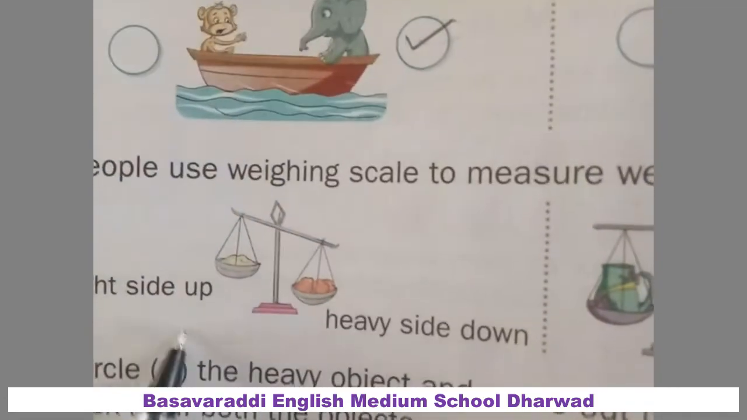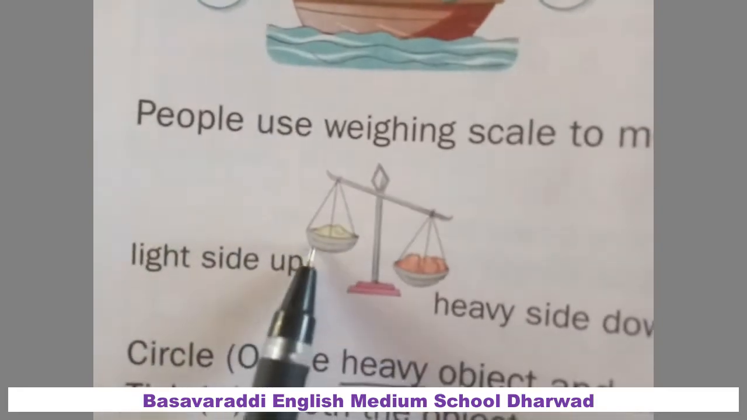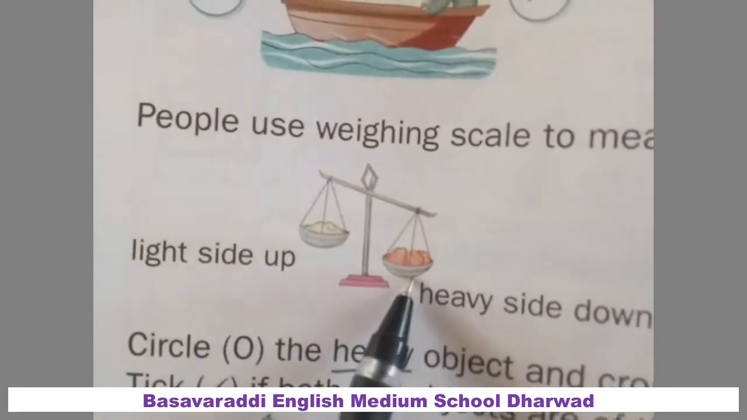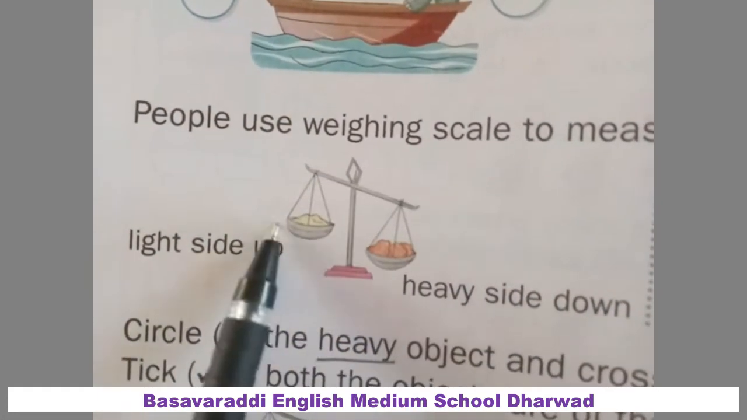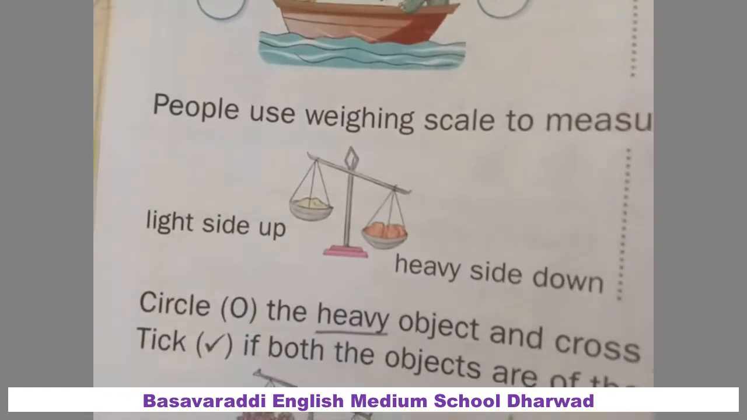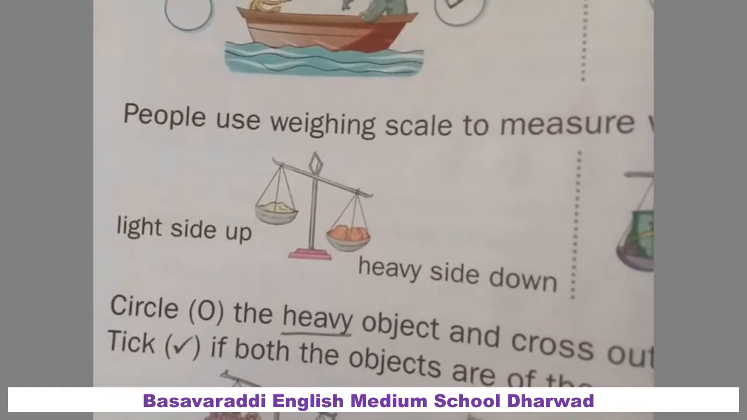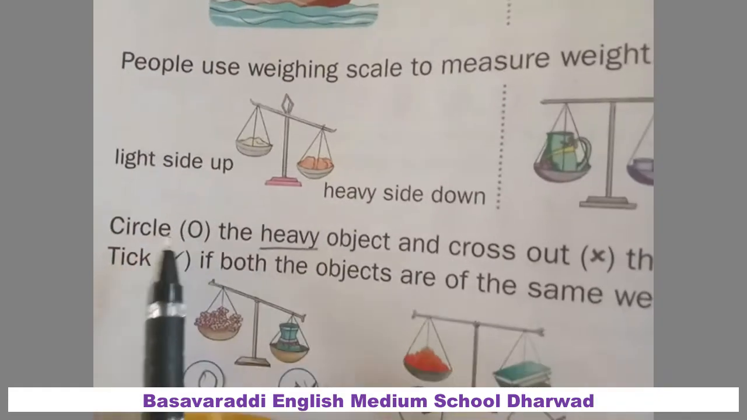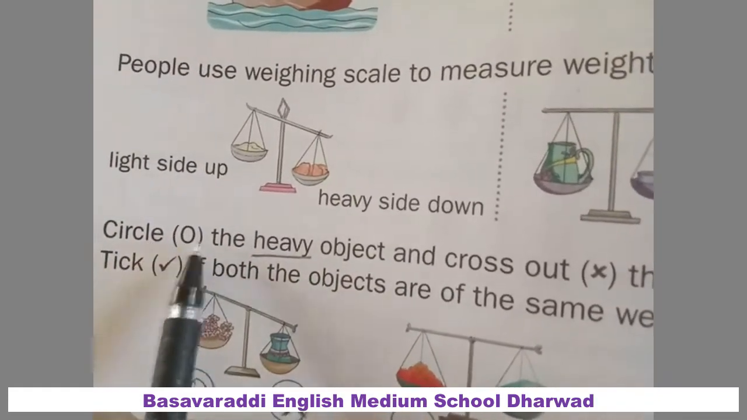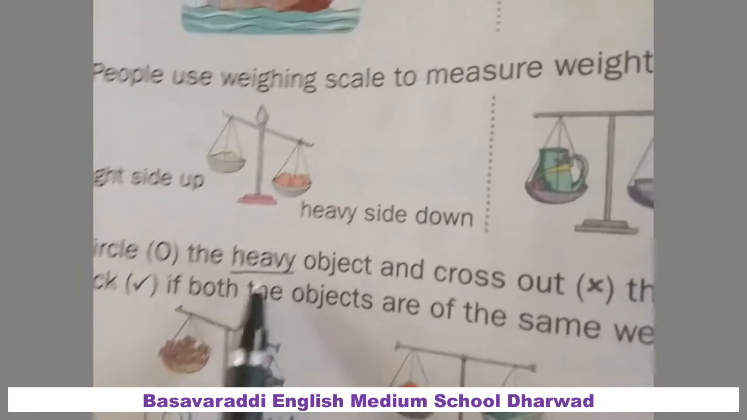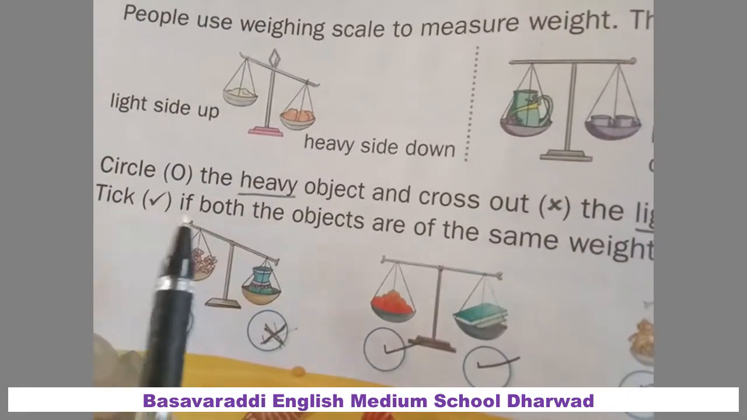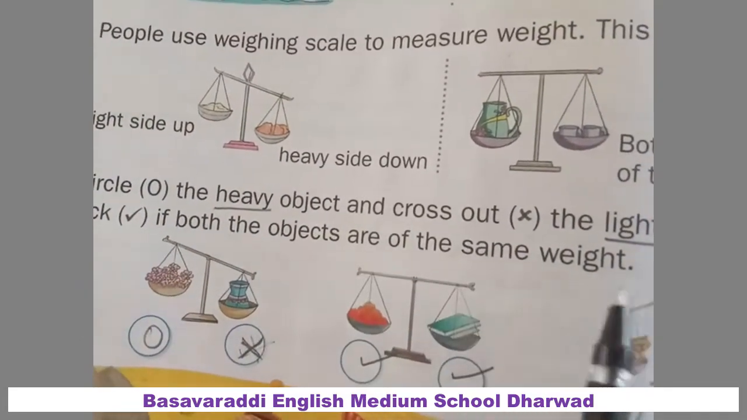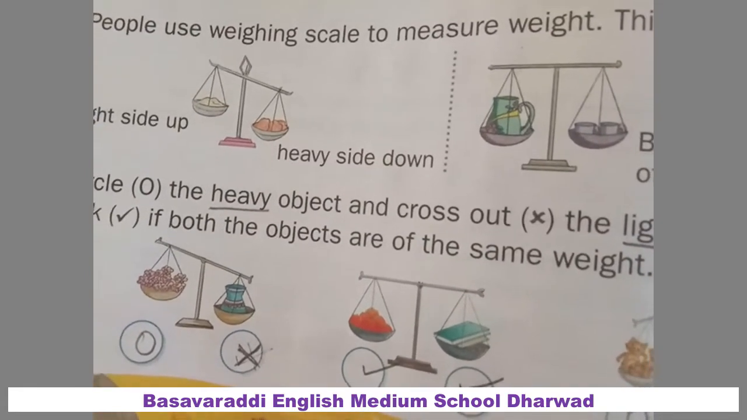So which is the upside? That is light, the upside. Heavy means downside. When we are weighing on the scale and then measuring the objects, when it goes up, that is lighter. When it comes down, that is heavier. So we have to circle the heavy object and cross out the light object. Tick right if both objects are the same weight.